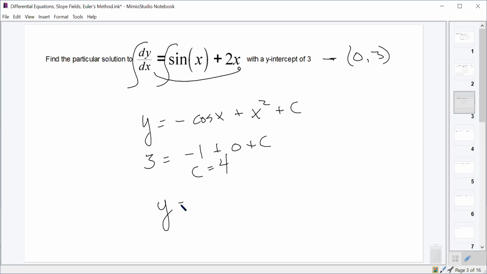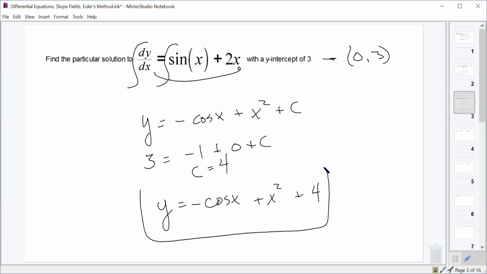And our function ends up being the particular solution to this differential equation: y equals negative cosine x plus x squared plus 4. Good or no?